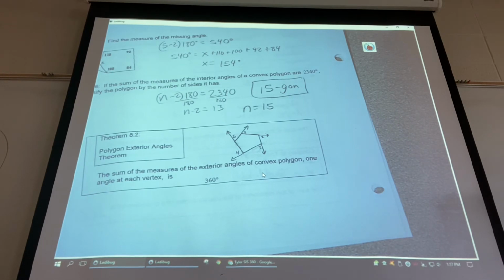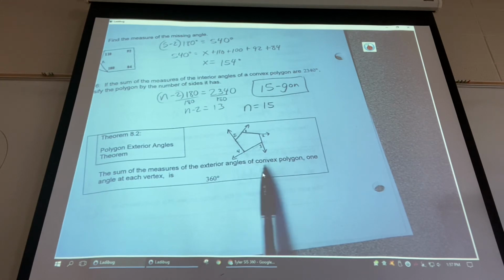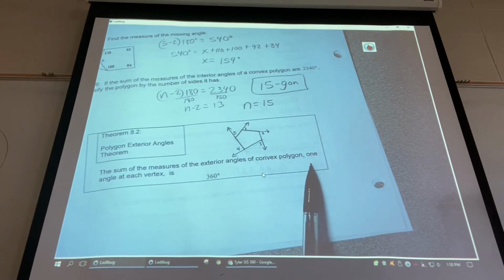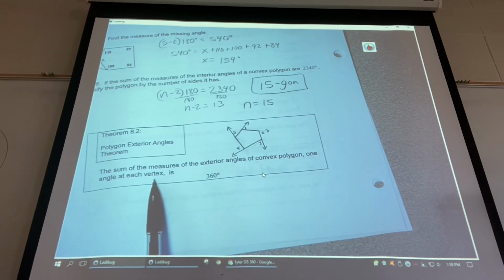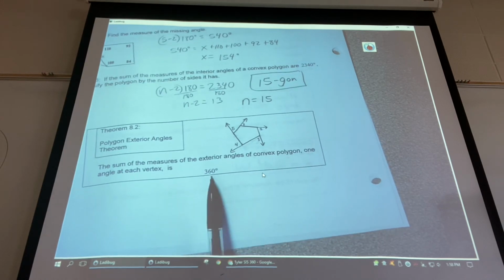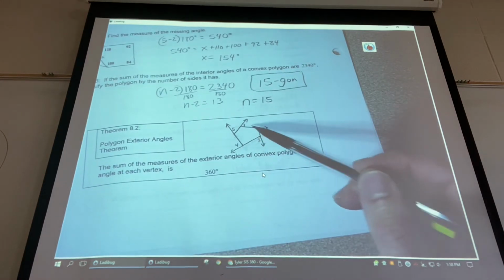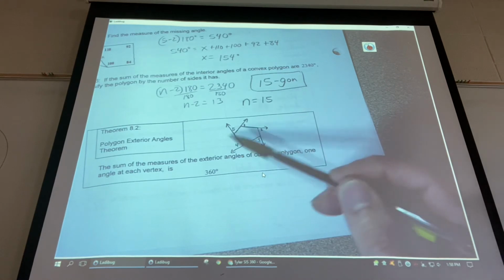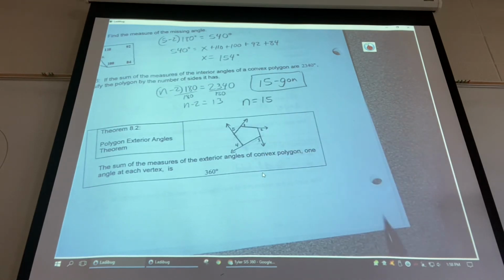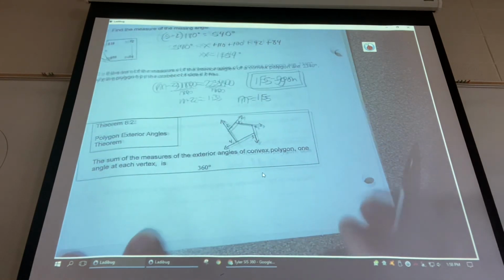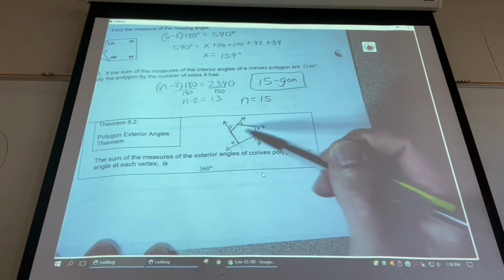So that right there is why the sum of the measures of the exterior angles of a convex polygon, one angle at each vertex, is 360 degrees. Because you're going around in a circle, which is 360. How do you guys feel about that? Pretty good. Now what's curious about this is it doesn't matter how many sides you have.